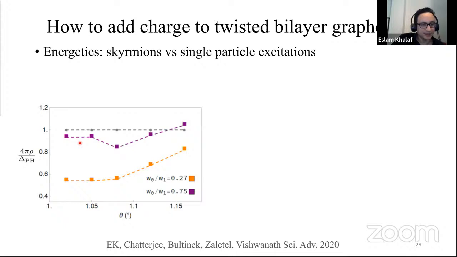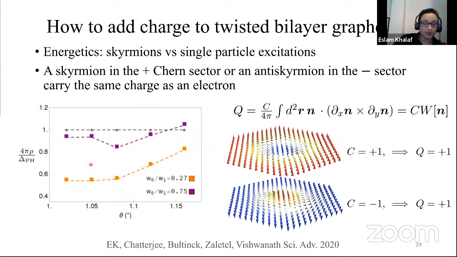So if we want to add charge to twisted bilayer graphene as skyrmions, we have two options. Since we have two Chern sectors, we can add this charge as a skyrmion in the plus Chern sector or as an anti-skyrmion in the minus Chern sector. Recall that the charge is equal to the Chern number times the winding number. This winding number is odd under the flip, so if we flip all the spins going from a skyrmion to an anti-skyrmion, we end up flipping the winding number. But since we go from a plus Chern band to a minus Chern band, we have an extra minus sign. So these two textures will have the same charge.